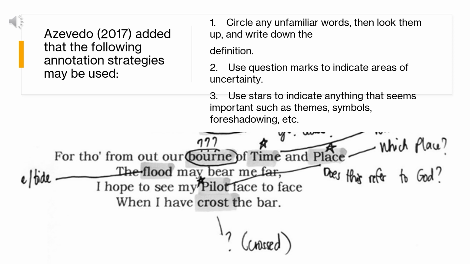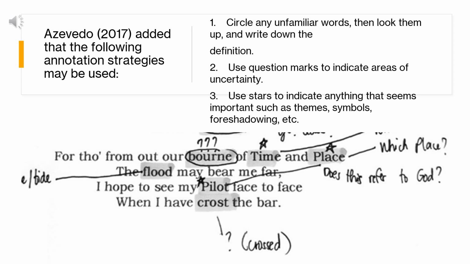So we have here an example. We have here the last stanza of the poem, Crossing the Bar. You have there the word born being encircled, meaning as you encircle that word, it is unfamiliar to you, and you will be looking for the meaning of it in the dictionary. So again, circle any unfamiliar word, then look it up and write down the definition. Second, use question marks to indicate areas of uncertainty. You have there, "when I have crossed the bar."